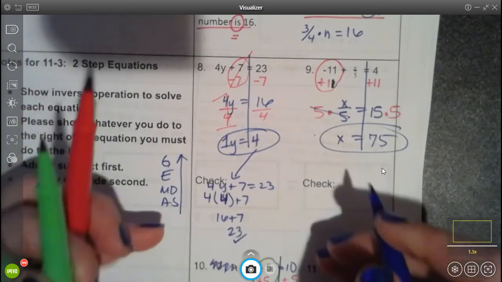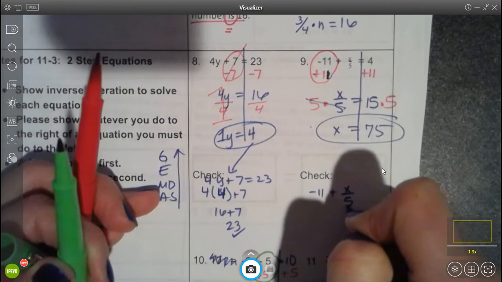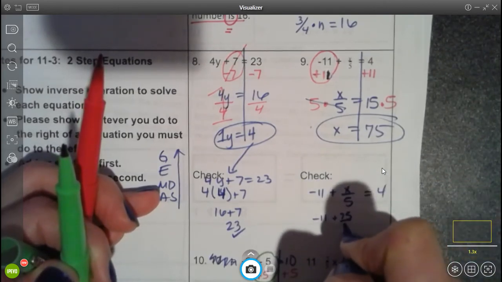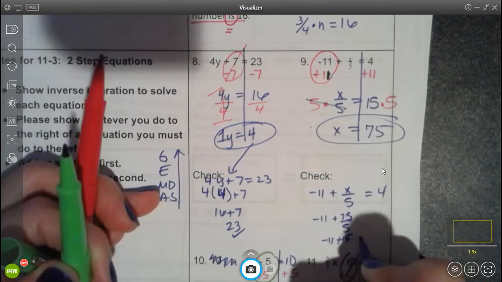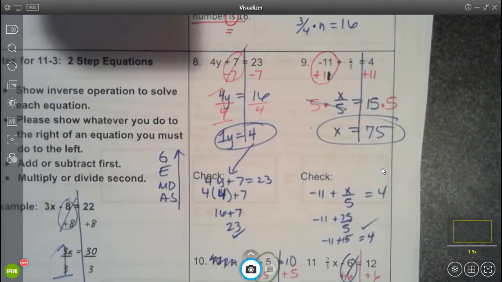So it checks out. So here, negative 11 plus x over 5 should equal 4. So negative 11 plus 75 over 5. So that's negative 11 plus 15, which does equal 4. It checks out. Checking it just means plug your answer in and make sure that it works.